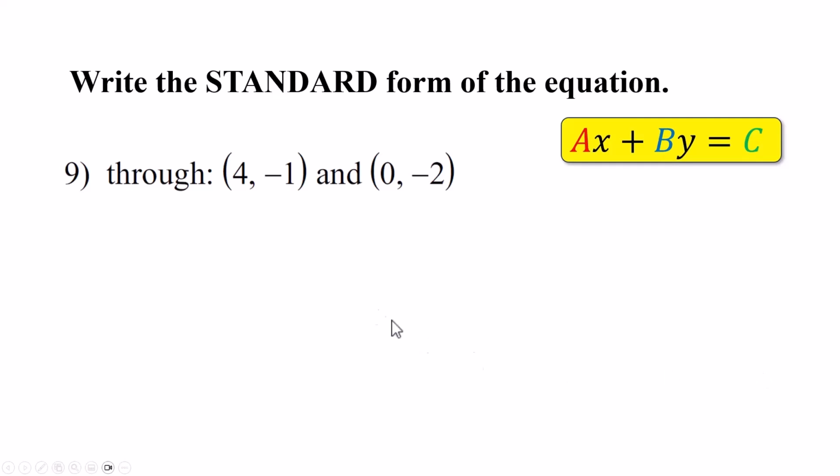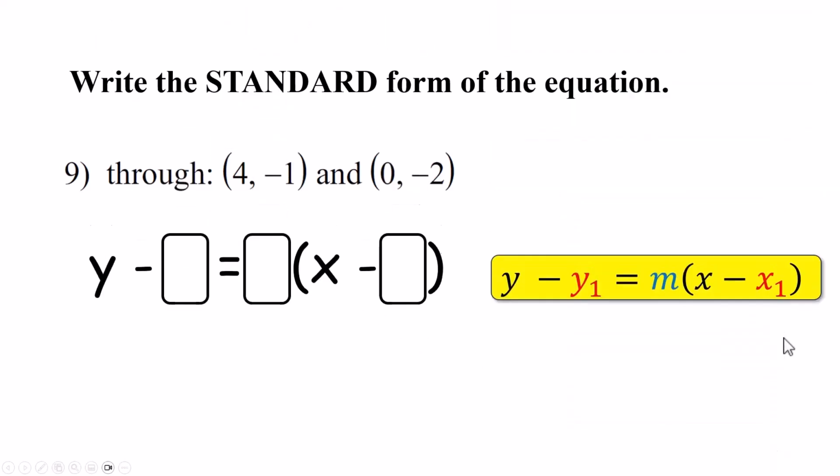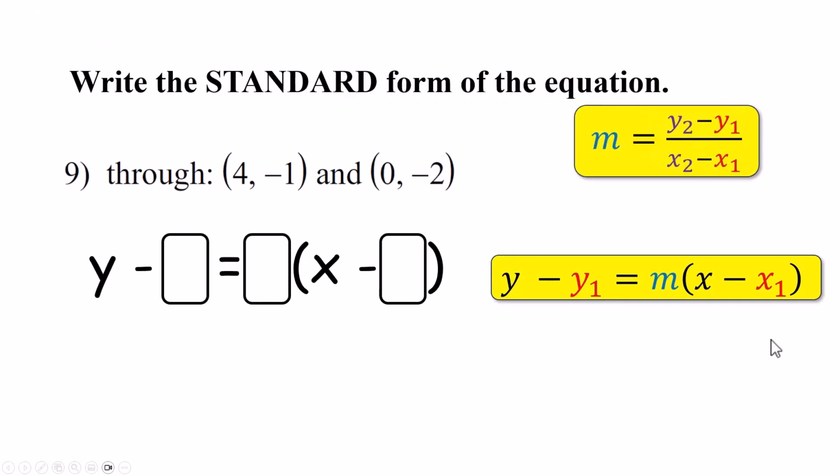We can't go from 2 points to standard form in one step. So we still have to start with our point-slope form. This is like the greatest tool ever. This helps us assemble all of our parts. We still do not know the slope. They didn't tell us that. They just told us 2 points.